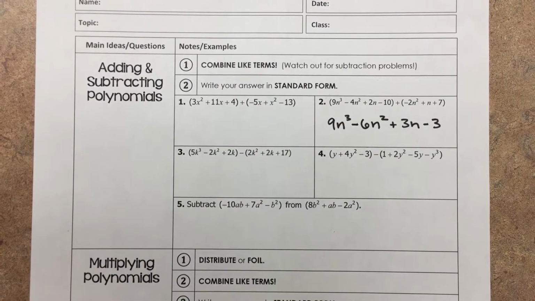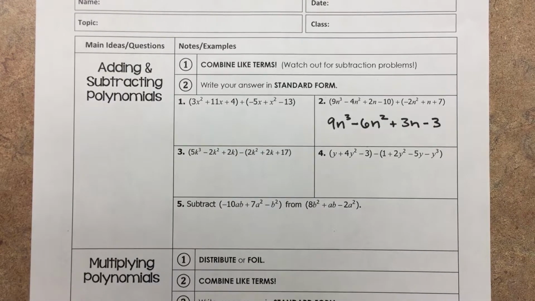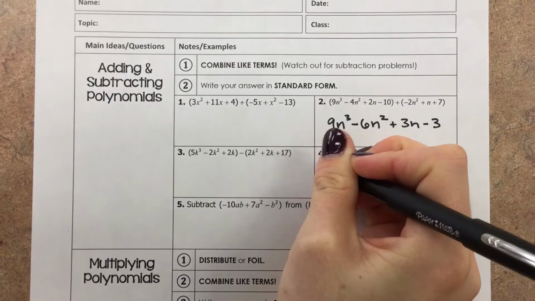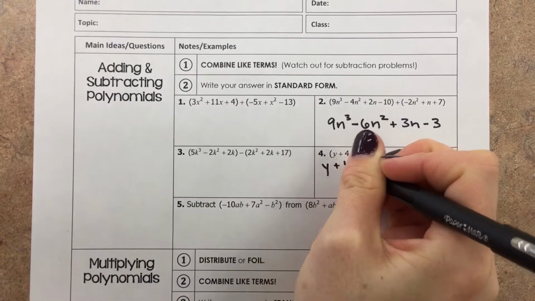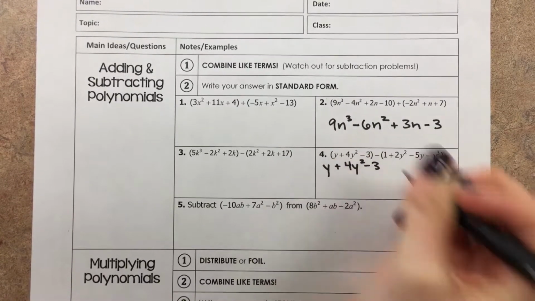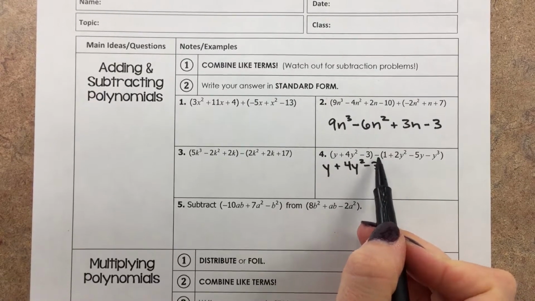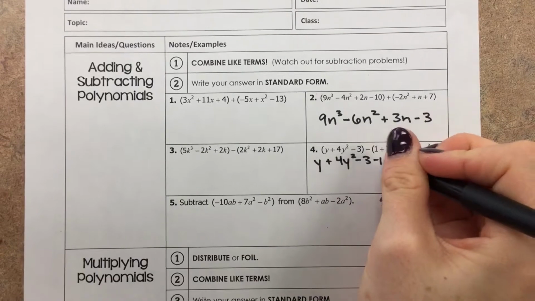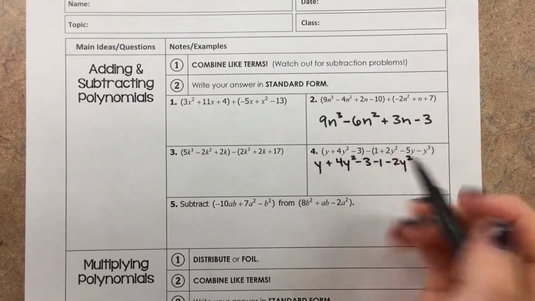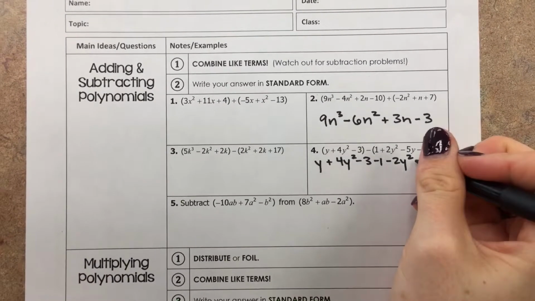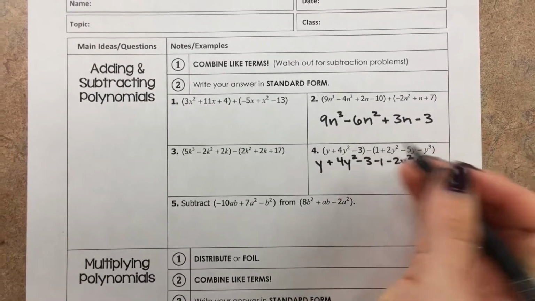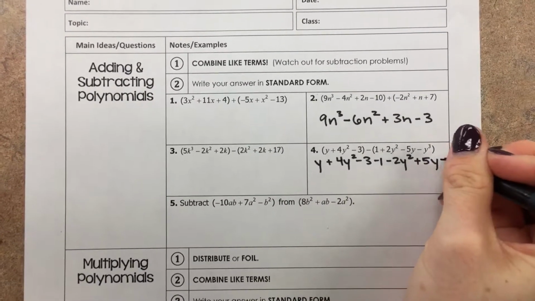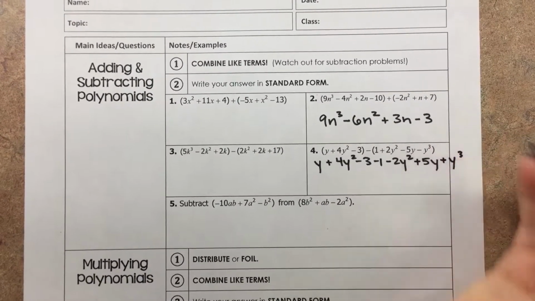We want to be really careful with that. So I am going to actually distribute that subtraction and rewrite everything underneath. So we have y plus 4y squared minus 3, nothing changing there. But then I'm going to take the subtraction and distribute it to everything. So minus 1 minus a 2y squared minus a negative, so plus a 5y, and then minus a negative, so plus a y cubed. So now we're going to combine like terms.